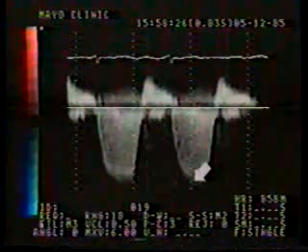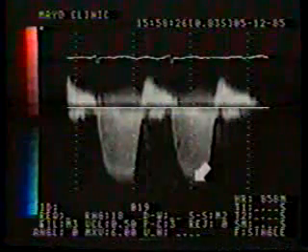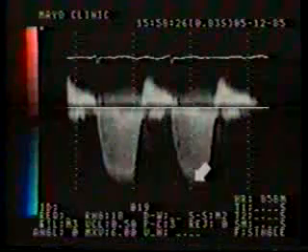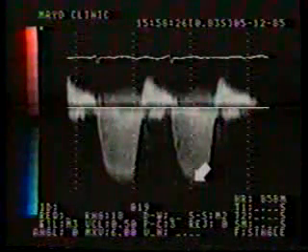Remember that the peak velocity does not correlate with the severity of regurgitation. There is always a large pressure gradient between the left ventricle and the left atrium during systole. Therefore, this high velocity is expected whether the regurgitation is mild or severe. In real time, listen to the characteristic audio signal of mitral regurgitation.